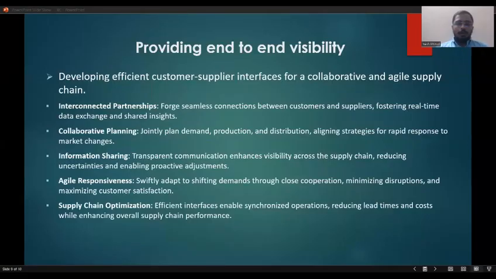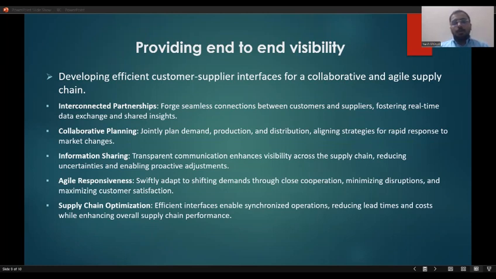Hello, I'm Yash Birud. I will be talking about the next solution, which is improving the visibility throughout the supply chain. It can be done with two major aspects. First is by developing a customer supplier interface for a collaborative and agile supply chain. Next is managing the flow of internal and external partners for driving the overall performance.